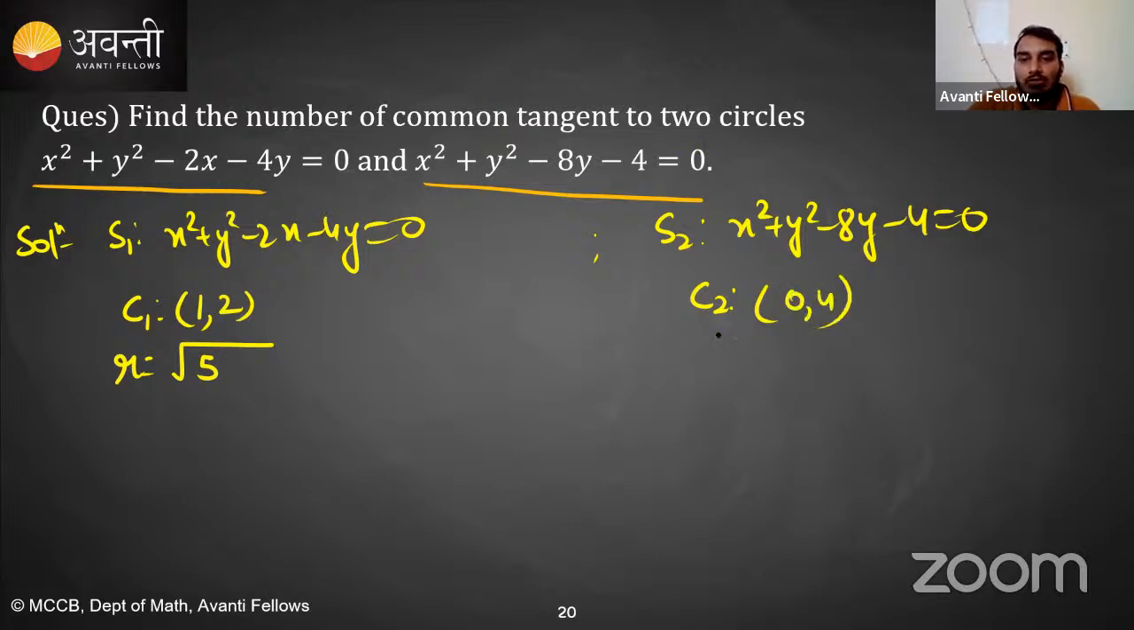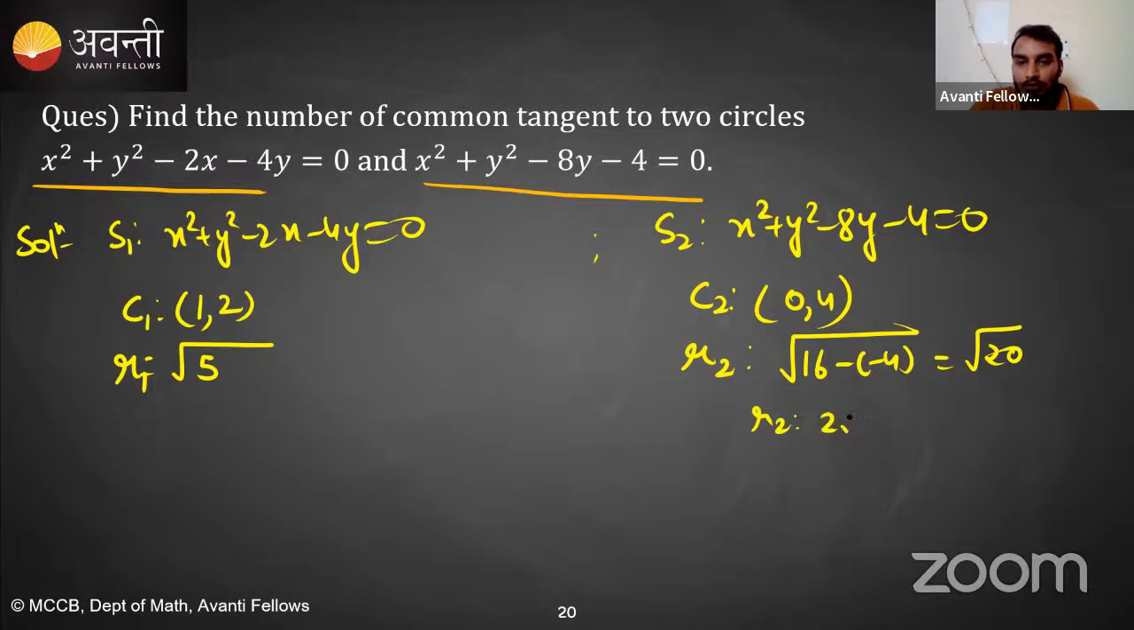Okay. So tell me, what is the radius of the circle? Let's call the radius R1 and this radius R2. Radius is under root of g square plus f square minus c. C is minus 4, so this is root 20. What is root 20? 4 into 5. So R2 is nothing but 2 root 5. Is this clear?